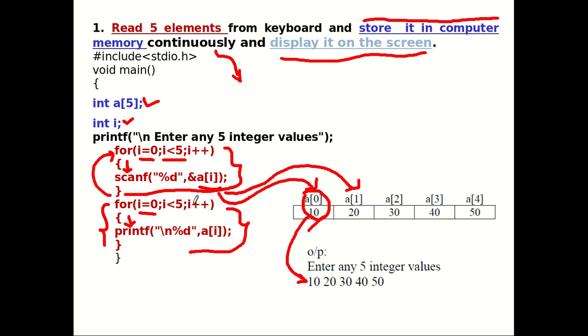Again i value is incremented, so now i value is 1, 1 is less than 5. So a of 1 is nothing but 20, that is displayed on the screen. This process will be continued till i value is 4. Whenever i value is 4, the content a of 4 is nothing but 50, that content is displayed on the screen. Whenever i value is 5, it will come out from the loop.